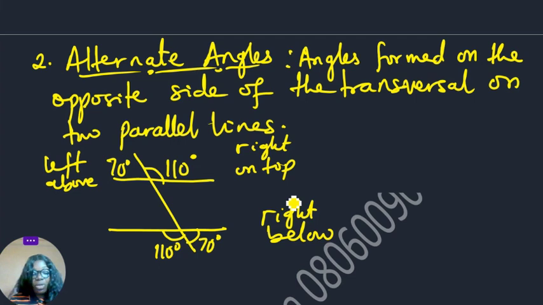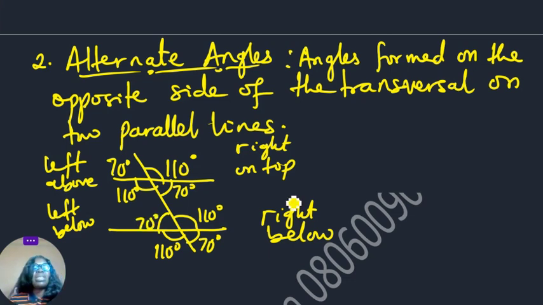So this is how to identify alternate angles. So let's say right here you have 110 degrees. What's the alternate angle for this particular angle? So this side, you're on the left side below. So the opposite is right side above. So this is 110 degrees. So right here we have 70 degrees, and that means the opposite side right here we will also have 70 degrees.